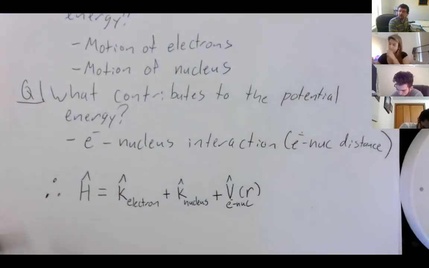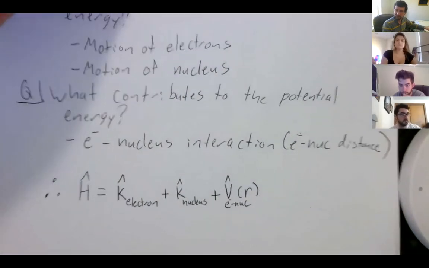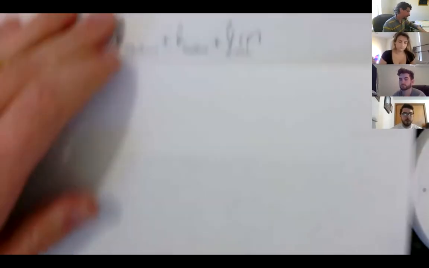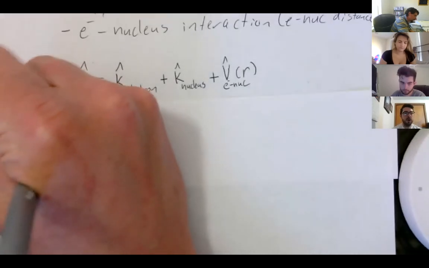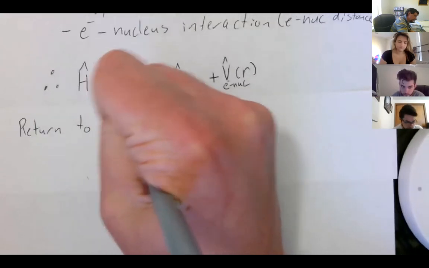Let's look at these terms individually. We're going to start with the last one first. Actually, we'll look at this one and then we'll be done for the day. Does that sound good? Okay. We've skipped around a lot in this class, so let's return to V hat electron nucleus.